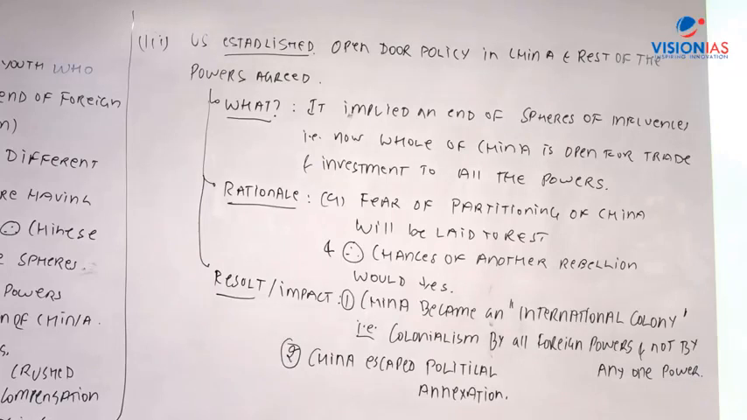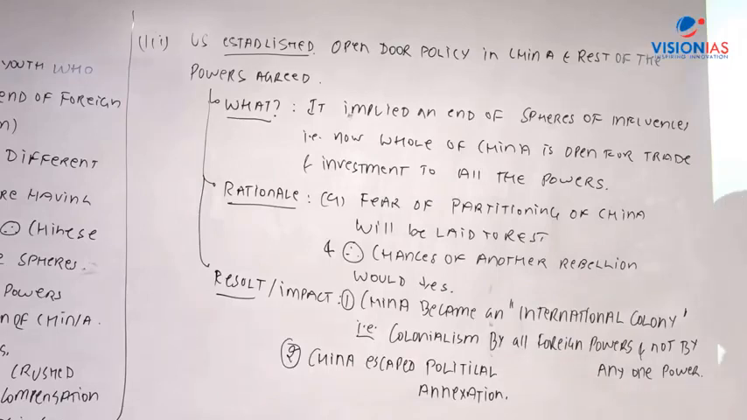So the trade benefits of the colonial powers already there will not suffer. Why would they suffer? Everyone is able to trade on good terms, on profitable terms, with the whole of China. So what is the problem? Competition will be there between the companies, right? Okay, so in this way the US established an international colony, and this is why China is escaping political annexation. Okay, so this is how things are going.